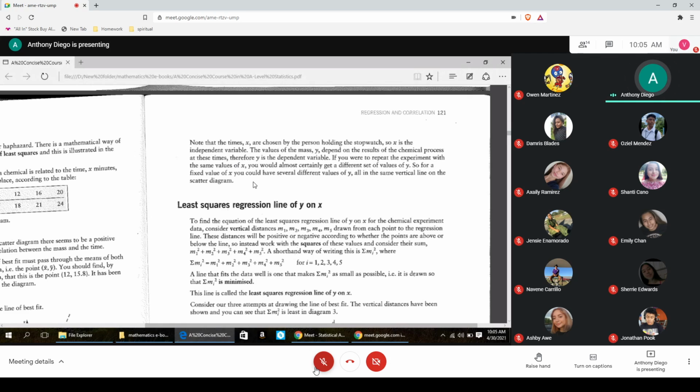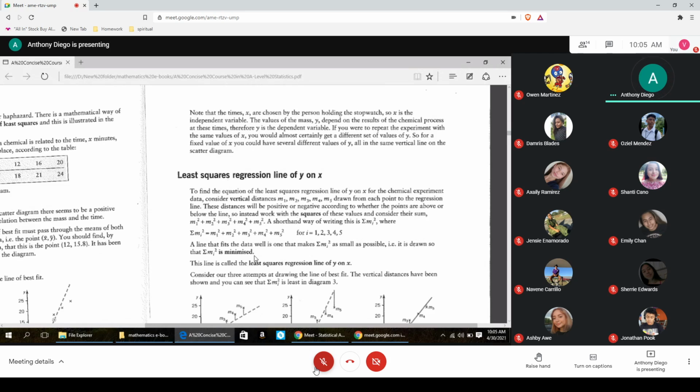Now we have the least square regression line of y on x, because we also have the least square regression line of x on y, which we're going to be seeing as well. Here we are talking about finding the equation of the least square regression line of y on x for the chemical processes. All this is telling you is that there are several things that you need to do. In this case, what they did was to take the summation.